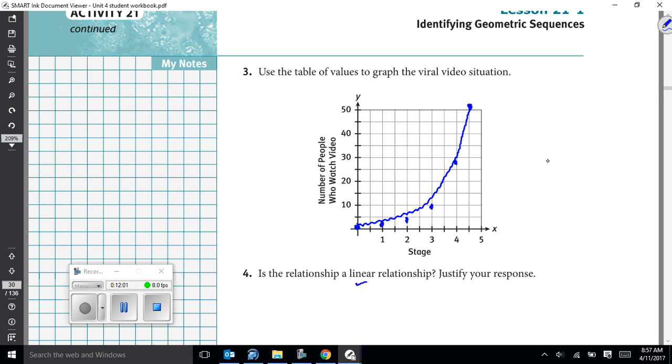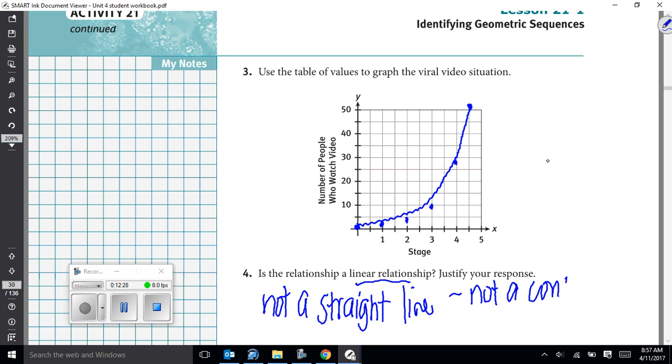So is this a linear relationship? No. Right. So why is it not linear? How do we know by looking at the graph? All right, so since it's not a straight line, we don't have a constant slope, right? So we can expect that our equation is not going to be in that y equals mx plus b format. It's going to look something different.